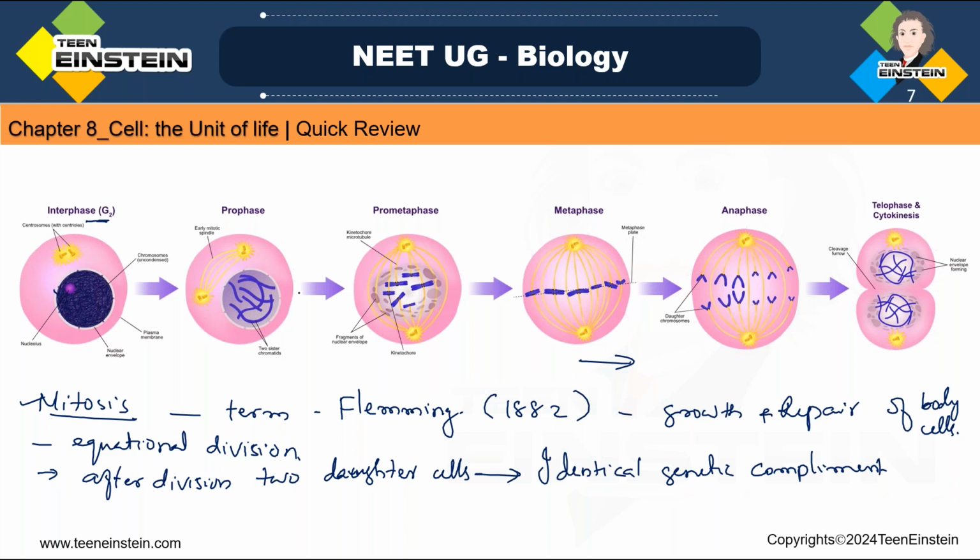And when it goes to the pro-metaphase, it is moving from the prophase towards the metaphase. In this condition the spindle formation is almost complete, and the fragments of the nuclear envelope disappear. In the pro-metaphase the nuclear envelope disappears completely, and you can see the sister chromatids with the kinetochore, and the spindles are attached to the kinetochore.